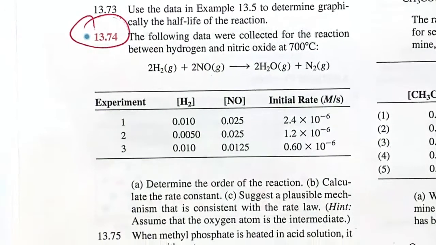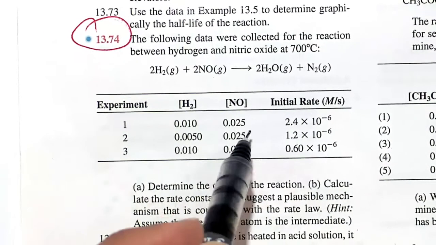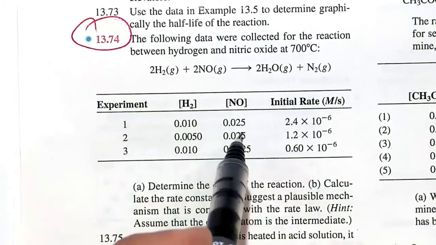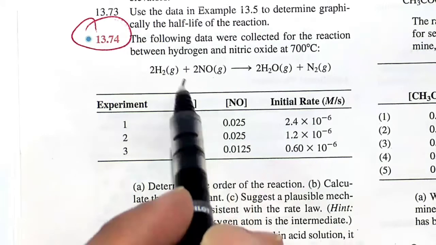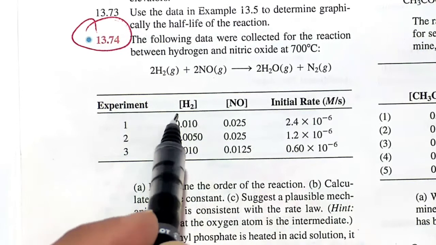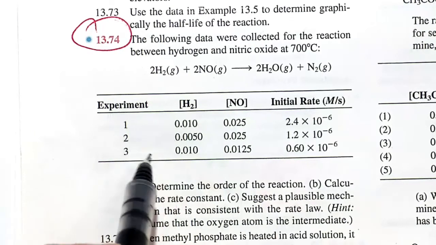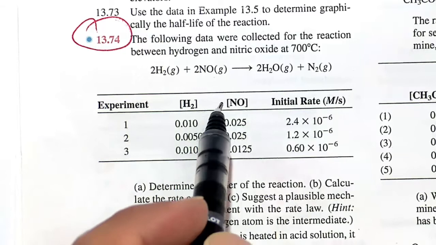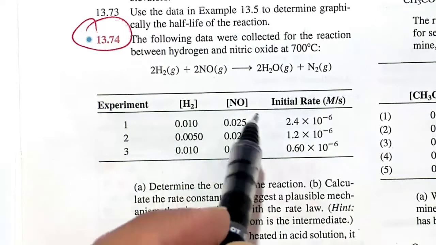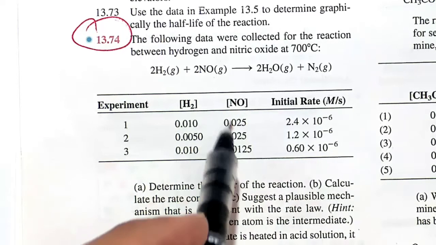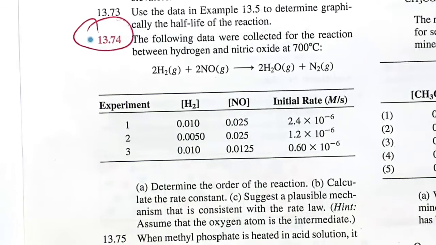So comparing the three experiments, you see in the first and second experiment, they kept NO reactant the same, but they decreased H2 reactant. Between experiment 1 and 3, they kept H2 reactant the same, but they decreased by some factor the NO reactant. So you increase one, keep the other the same. That's pretty much how you calculate the rate law.